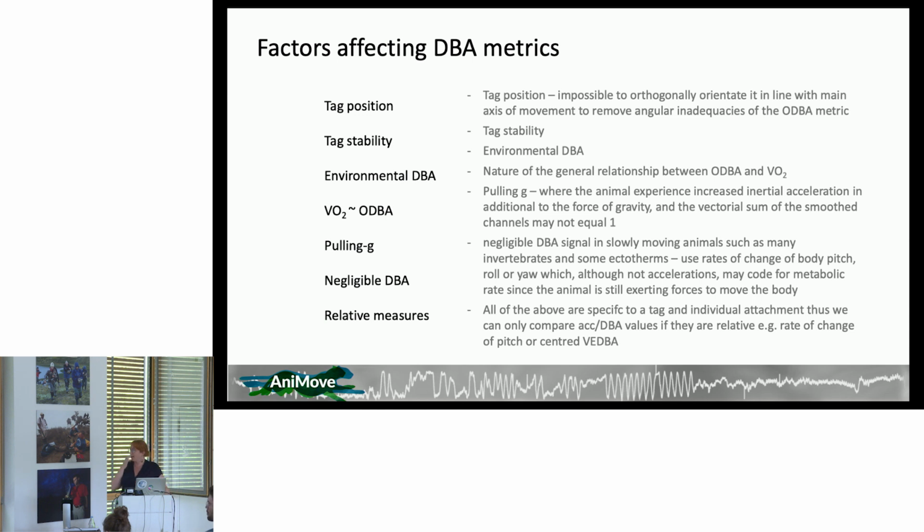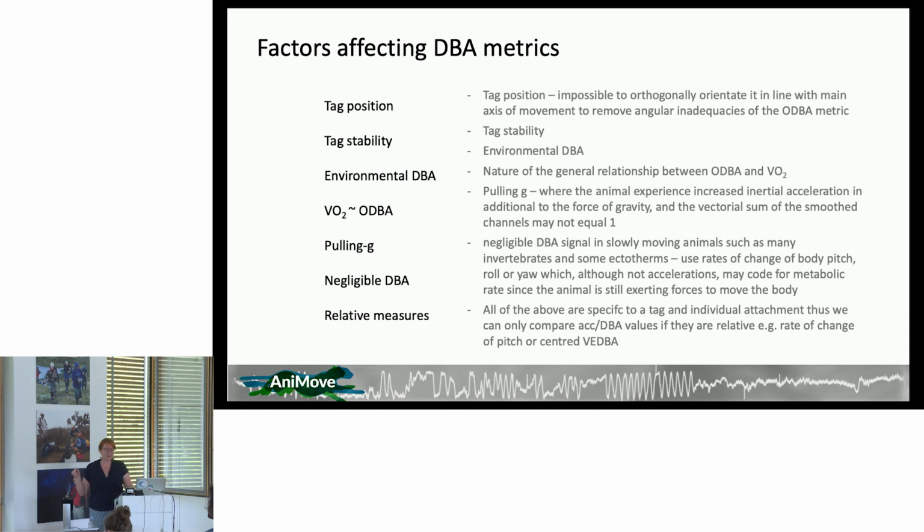I've already mentioned some of the factors that would affect dBA metrics and why you can't compare individual activity with just an absolute measure of dBA. Because of the way that we attach the tag to the animal, you can get a lot of movement of the tag itself, which is not related to the animal's movement or expenditure. You get a difference with tag position. If you put it on the end of the wing, you've got a completely different measure to if you put it on the body, or if you put it on the leg and it starts walking around. You've got to be aware of the sensitivity of where you've attached it to the behaviors you're interested in.